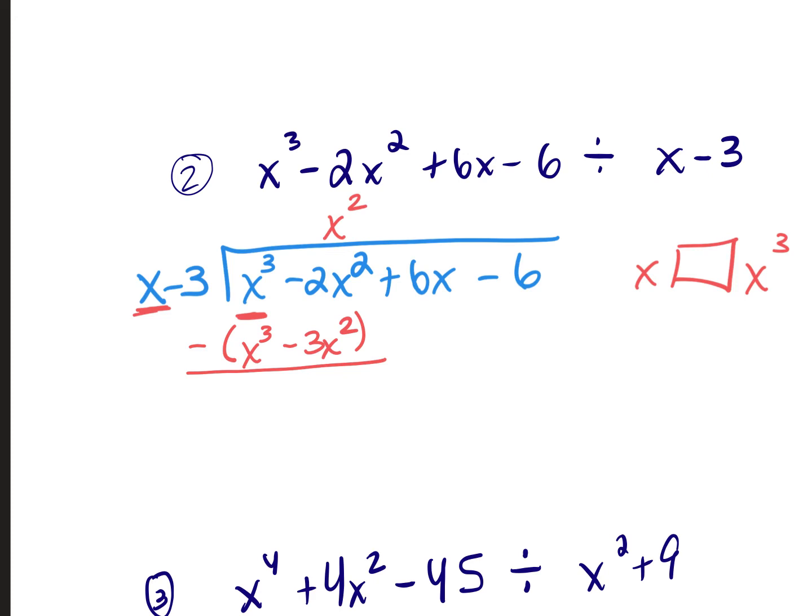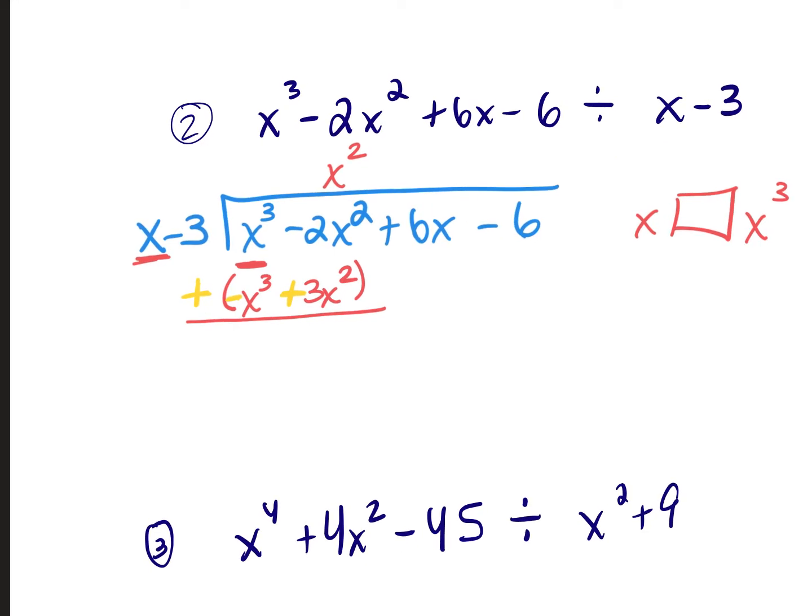I have to distribute. I got to change all of the signs. So this becomes plus, this becomes minus, this becomes plus. Now I can combine. Negative 2x squared, positive 3x squared is just x squared. What happens with my x cubes? They cancel out. And what do I do with the plus 6x? I bring it down. And now we do the same thing all over again.